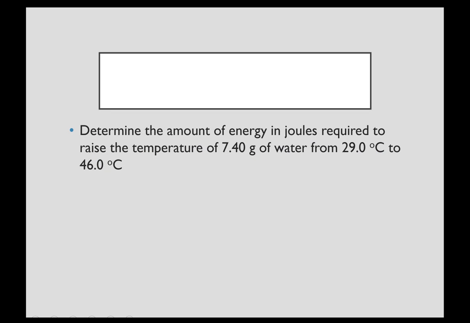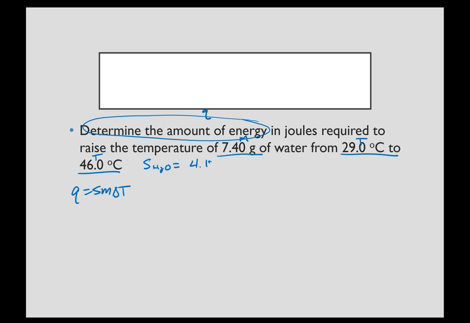So we will determine the amount of energy in joules required to raise the temperature of 7.4 grams of water from 29 to 46. So I got an M, I got a T. I'm determining amount of energy, that's Q. So I know I'm using Q equals S M delta T. The specific heat of water is 4.184 joules per gram degree Celsius. That's from that table on the other side. I didn't do any magic to get that number. It's a standard value. Okay, so that will always be S for water.